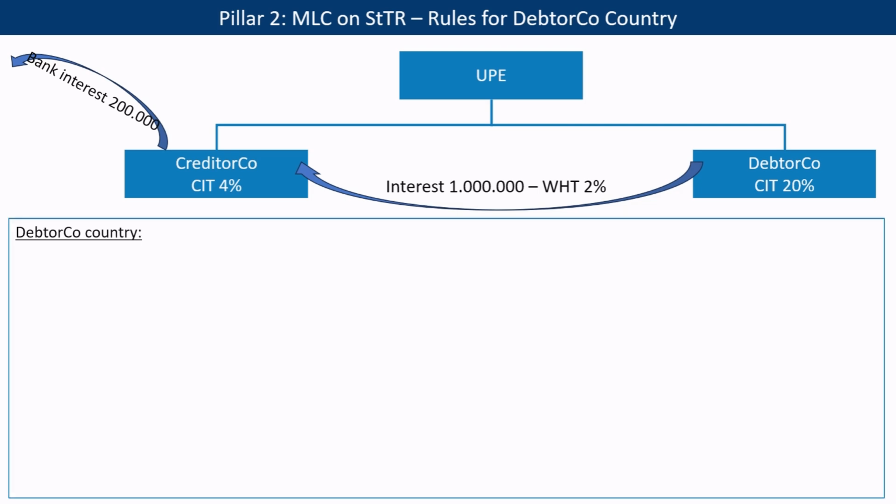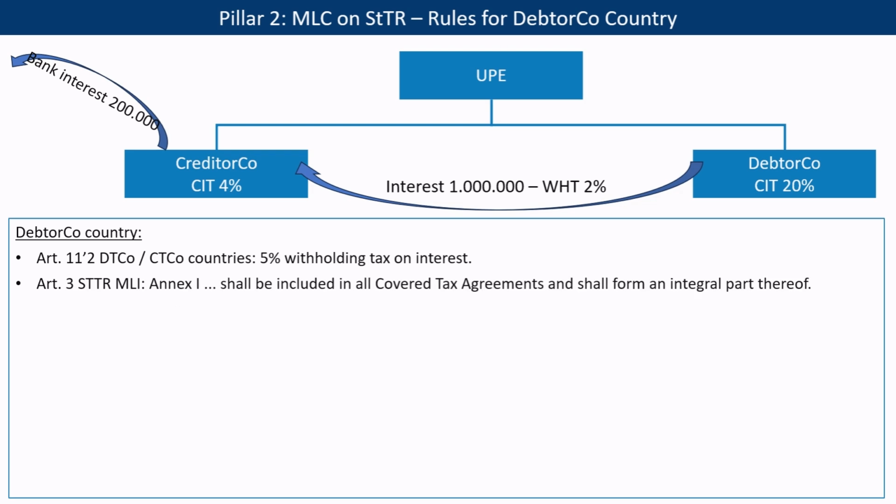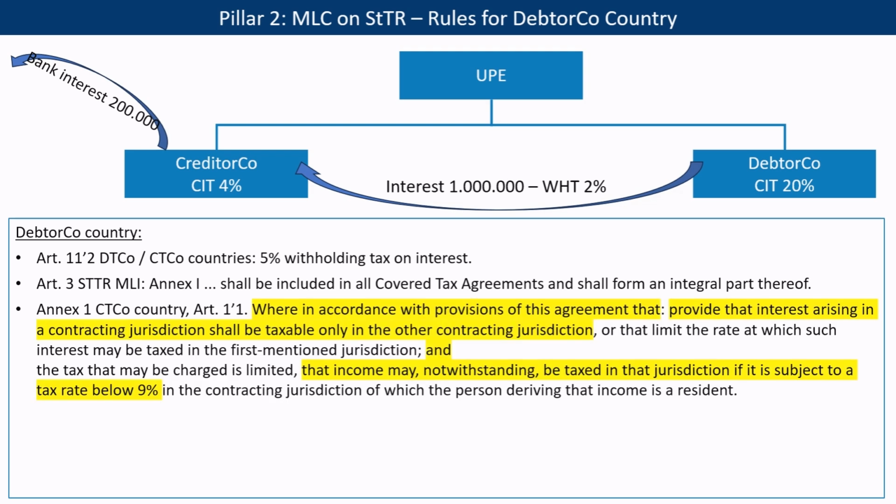So under debtor co-country, the way the STTR works is Article 11.2 of the debtor credit co-countries. So the normal treaty says there's a 2% withholding tax on interest, right? So Article 3 of the STTR, multilateral instruments, then says Annex 1 that we just looked at shall be included in all covered tax agreements and shall form an integral part thereof. We saw that in Annex 1, Article 1, Paragraph 1. Article 1 is very long. It has 15 or more paragraphs.